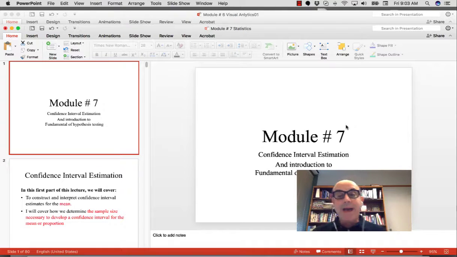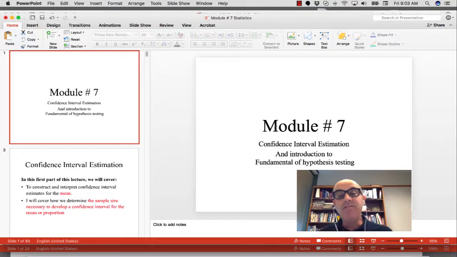Hello and welcome back. Today in module number 7, I'm going to start talking about confidence interval estimation, but I also will talk about the introduction to how do we outline a hypothesis testing. In addition to that, I will cover the subject of basic structure of R programming, so it will be easier for you to see the structure of R and implement that into your assignment.